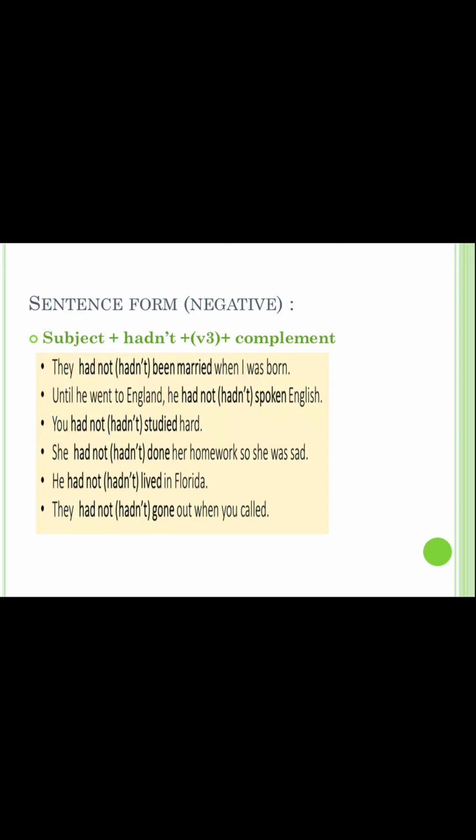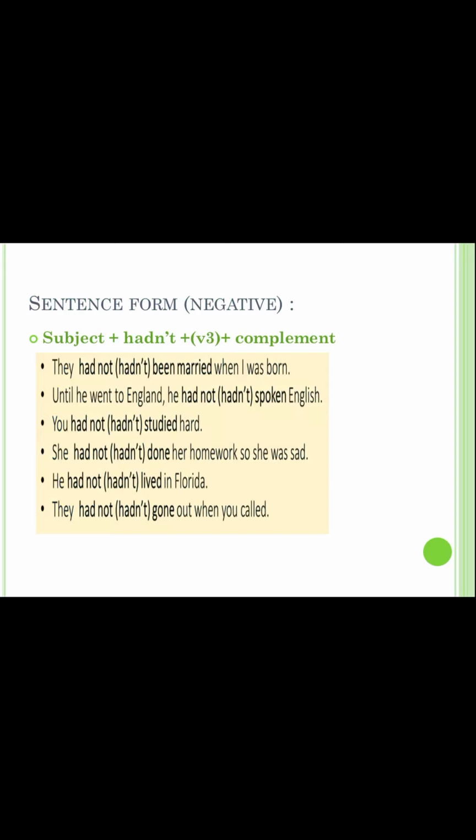It's very easy. We said that we use had or hadn't with all pronouns or nouns, either they were plural or singular. See the examples here. They hadn't been married when I was born. They hadn't, had not. Been, verb 3 of be. Until he went to England, he had not spoken English. Speak, spoke, spoken. So we just add not. You hadn't studied hard. So we add not plus verb 3 with had.